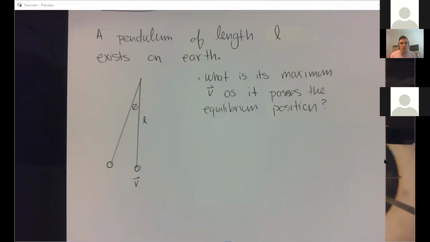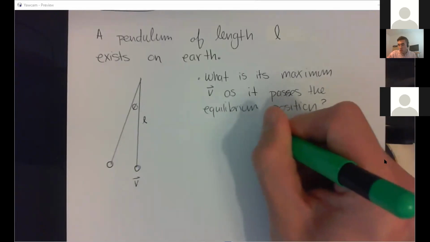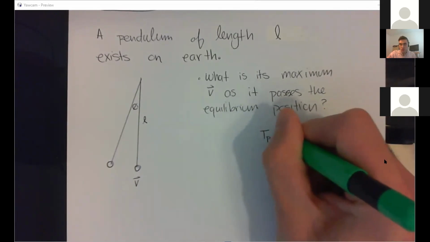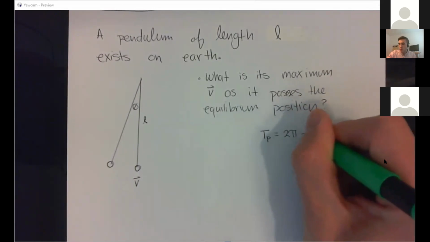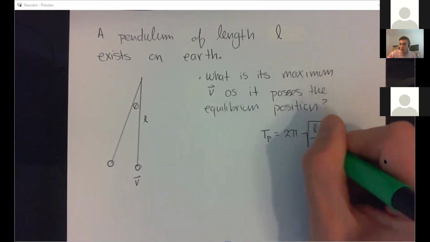Okay, so a pendulum swings back and forth. A pendulum exists on Earth with length L. What is its maximum velocity as it passes through its equilibrium position? And so what equation do I want to start with here? Can I get a starting equation for a pendulum? What should I begin with? Is it T equals 2 pi square root L over g? So we have an equation for a pendulum which says the period of a pendulum is going to be equal to 2 pi multiplied by the square root of L over g.